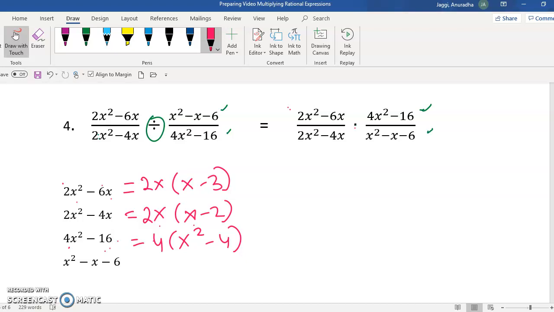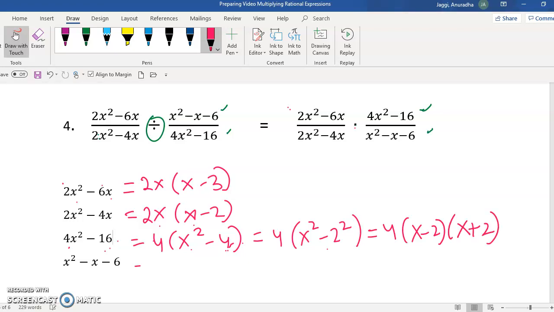But you see, this is a difference of squares, because 4 is the square of 2. So I can write it down as 4x squared minus 2 squared. And remember, x squared minus a squared is x minus a times x plus a. So 4x minus 2 times x plus 2.